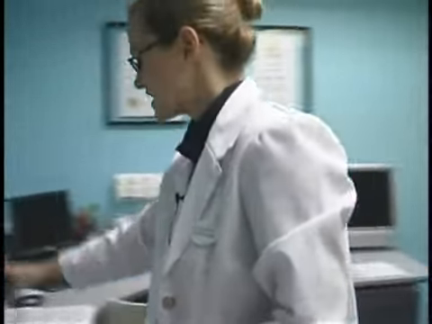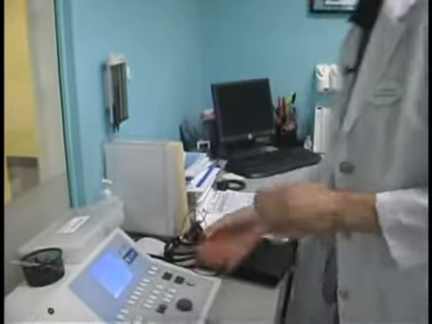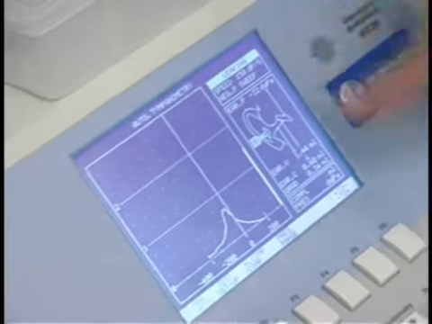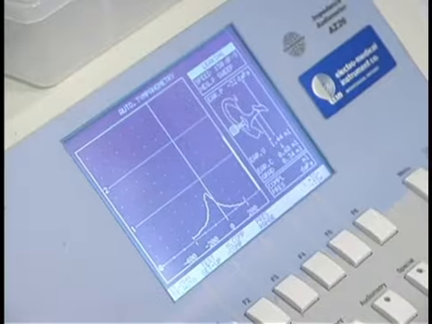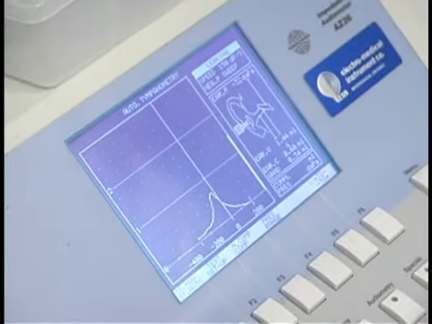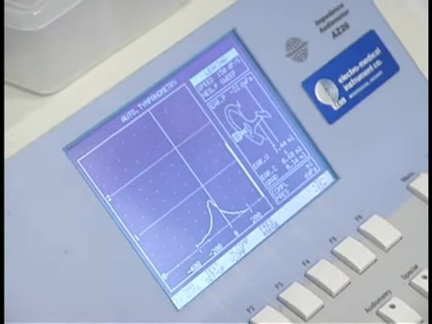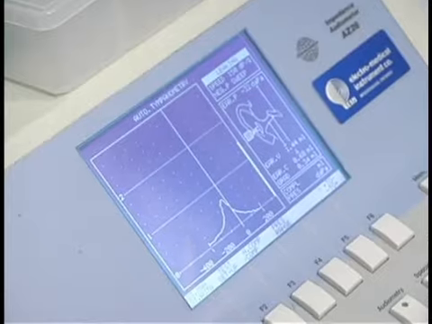So what that tells us is that if you look over here, it generates a little graph. And it tells us a couple of things. It tells us how flexible the eardrum is and what the pressure is behind the eardrum. Now, the pressure behind the eardrum should be the same as atmospheric pressure.